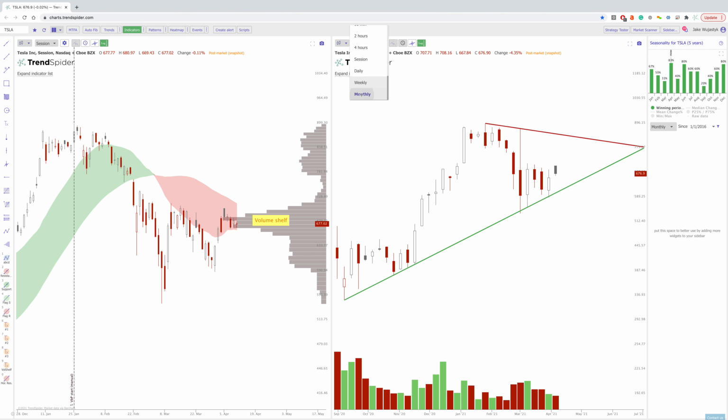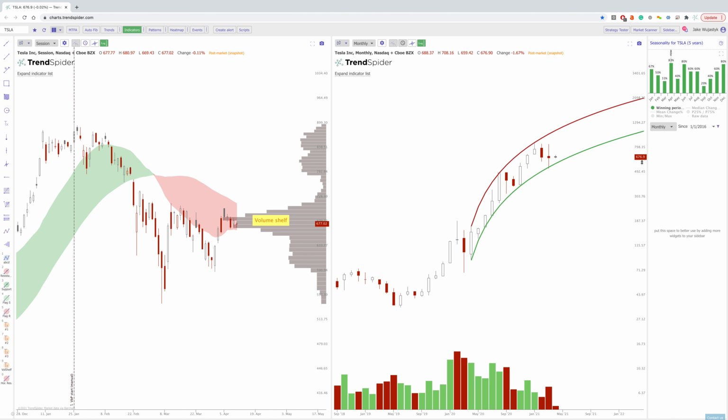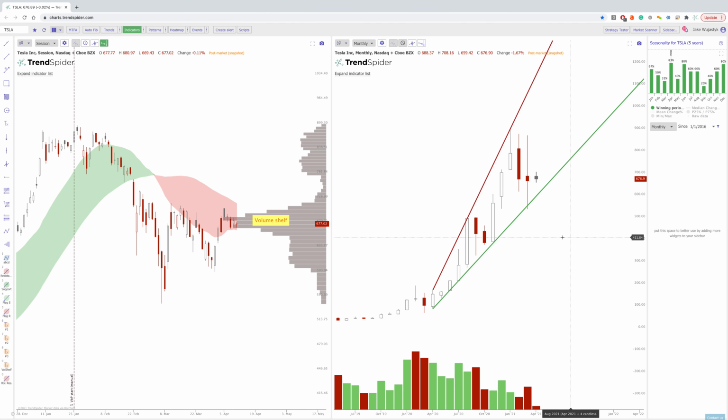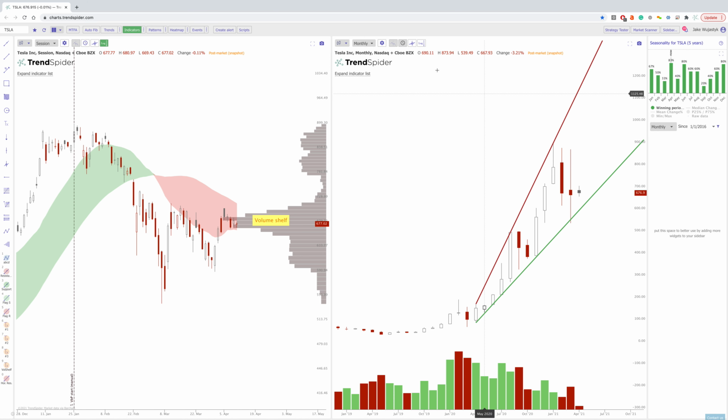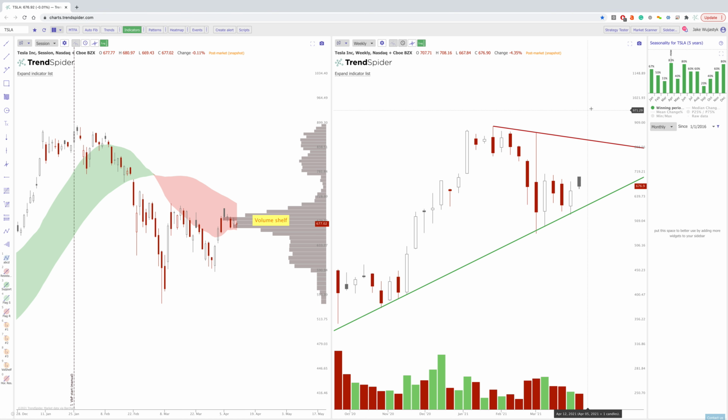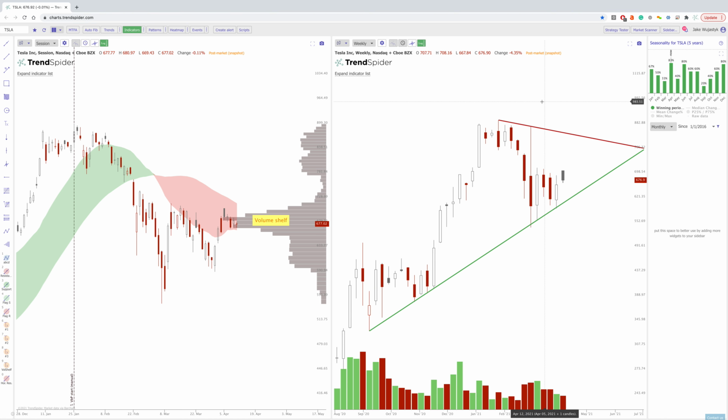If we look at the monthly chart real quick, you can see here that we are starting to try and move up a little bit, but for now we're kind of stuck right in this area. But there's still plenty of time left in the month. There's still 3 weeks left in the month of April, so that's something to consider as well.